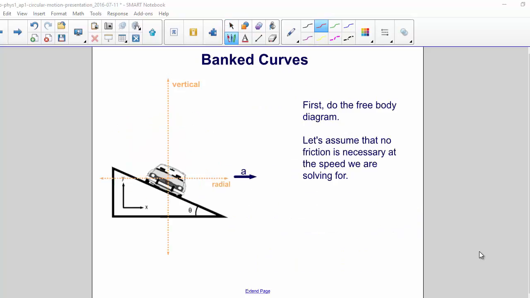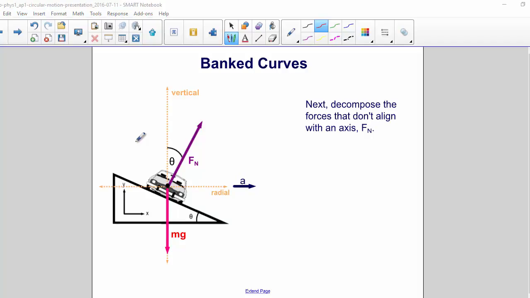First, do a free body diagram. So let's assume there is no friction necessary. We know that we have mg down and a normal force that's perpendicular to the plane. And our acceleration is towards the center.